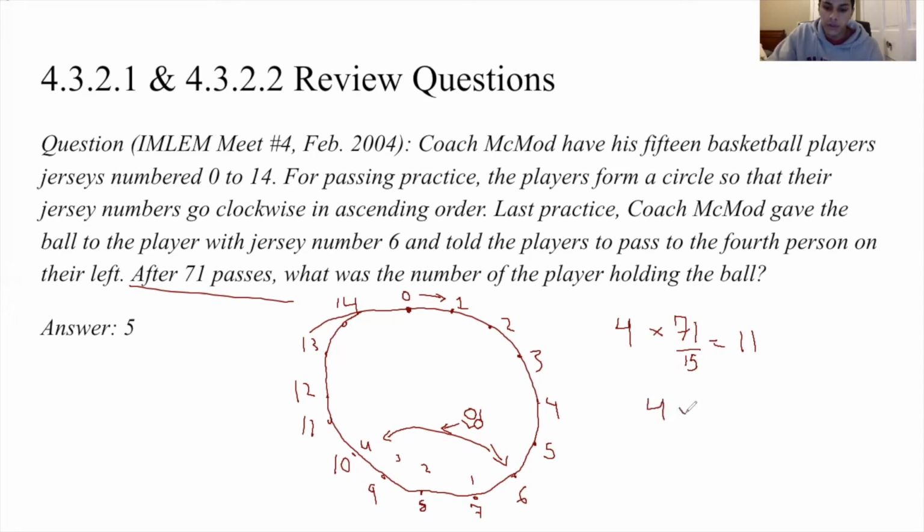So if we multiply 4 by 11, that gets us 44. And then all we have to do is add 44 to 6, because we're doing 44 extra spaces. So 44 plus 6 is going to be equal to 50. And then in mod 15, if we simplify 50, we get 50 over 15, and we need the remainder of that. That's going to equal 3 with a remainder of 5. And since our remainder is 5, that means 5 is what 50 is equal to in mod 15, and that's also going to be the number of the player holding the ball.